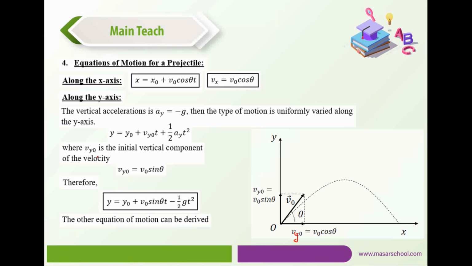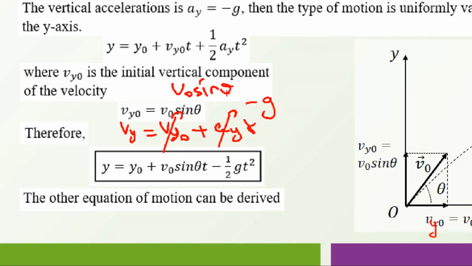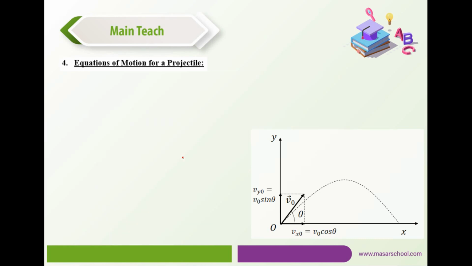The other equation of motion, so remember that this is one of the equations of motion. The other equation would be given by Vy is equal to Vy0 plus ayt, then ay is given by negative g, and V0y is given by V0 sine theta. Then the other equation of motion will be given by Vy is V0 sine theta minus gt.